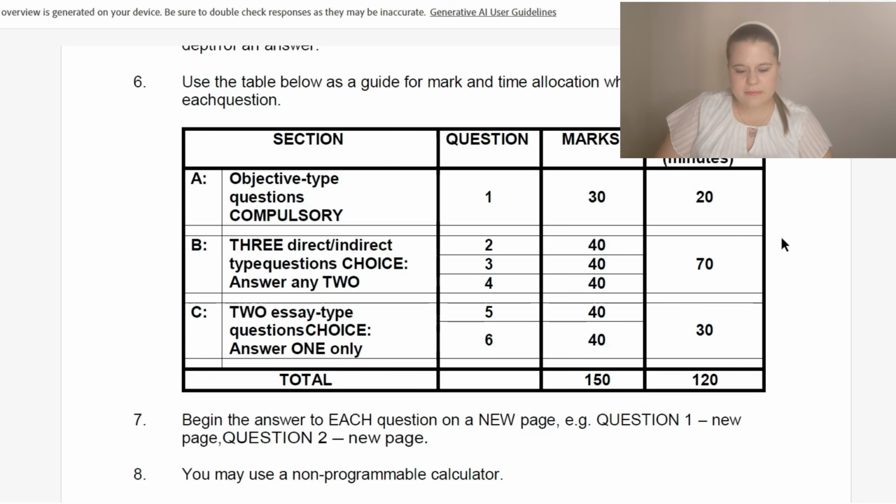All right, continuing. Please use this table as a guide. Section A, question 1, you need to spend 20 minutes on that question. Then you have Section B. Here, you need to spend 70 minutes, so you're going to go half-half with the 2 questions you answer. And then Section C, your essay should take you 30 minutes. Please map out your time accordingly so that you have enough time and you're not rushing it for the essay.